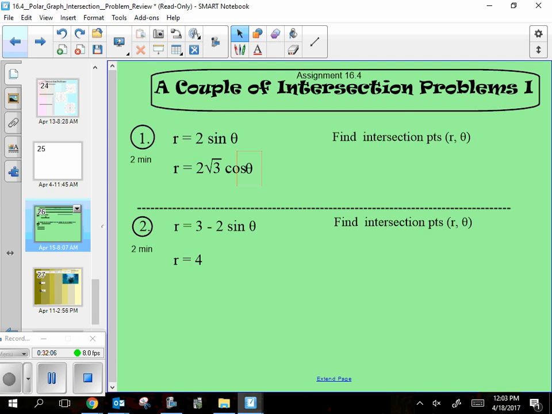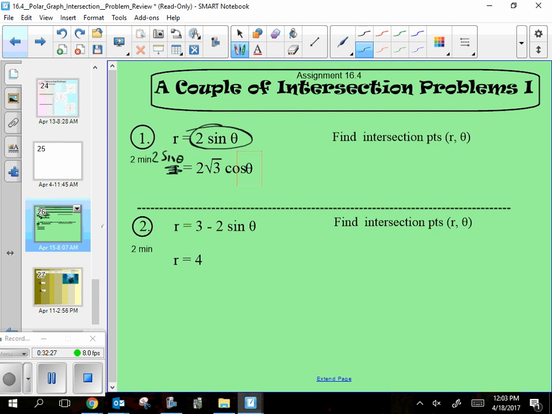Okay, let's go back to the beginning. Remember about the intersection thing? How do you do the intersections? You could graph them and see where they cross, but a lot easier to set them equal. How? Substitute. So we're going to substitute r equals 2 sine theta. So I'm going to replace the r with 2 sine theta.